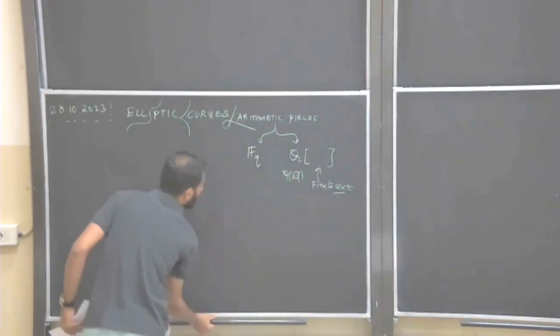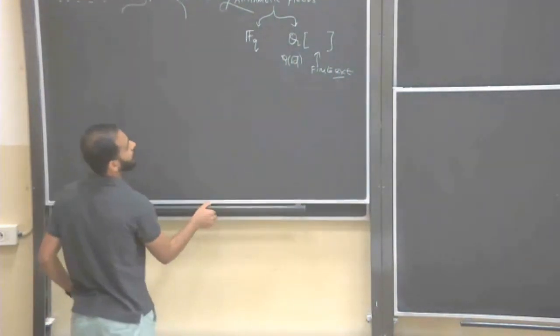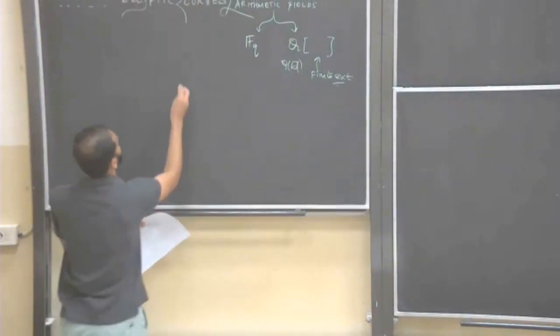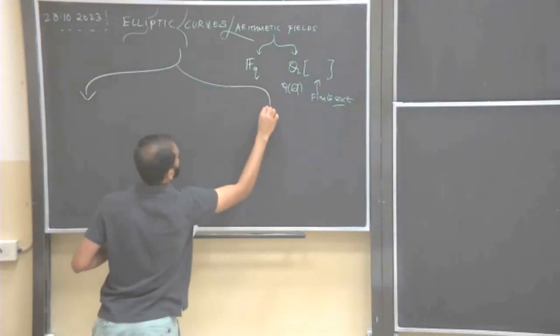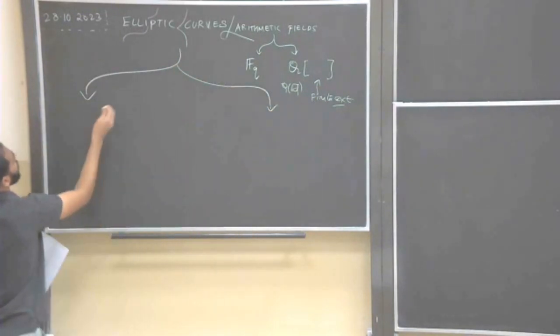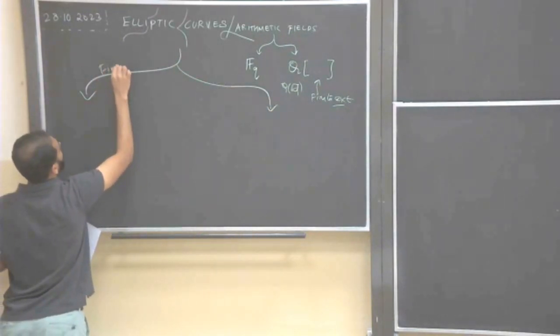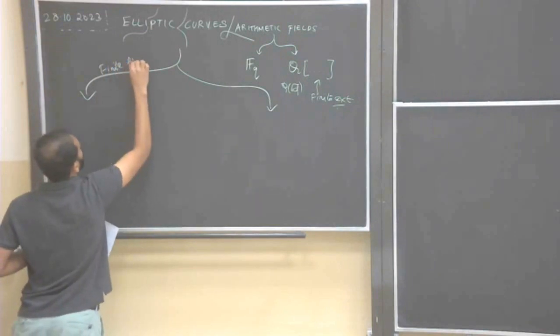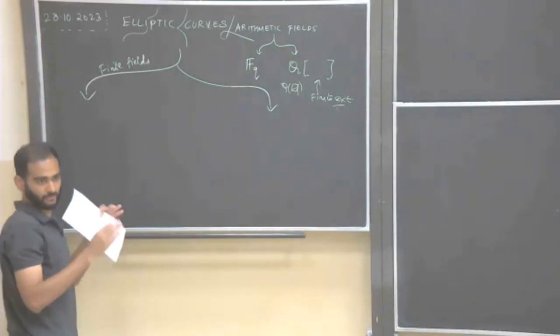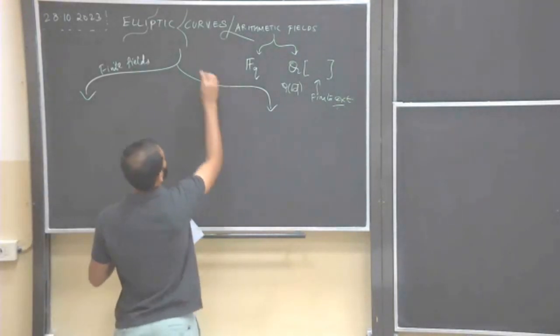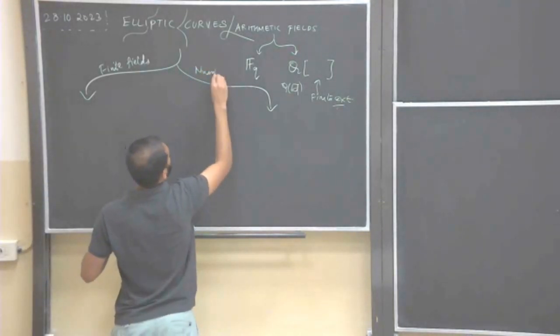I would like to divide the talk into two parts. One is what we have seen over finite fields. Here there are some nice things you're going to see on finite fields, some theorems and consequences. And on the other part, on number fields.